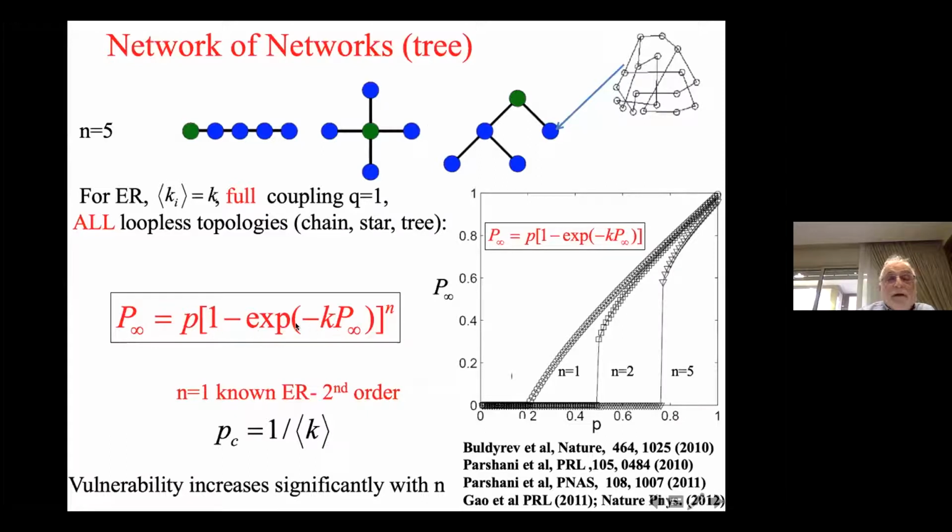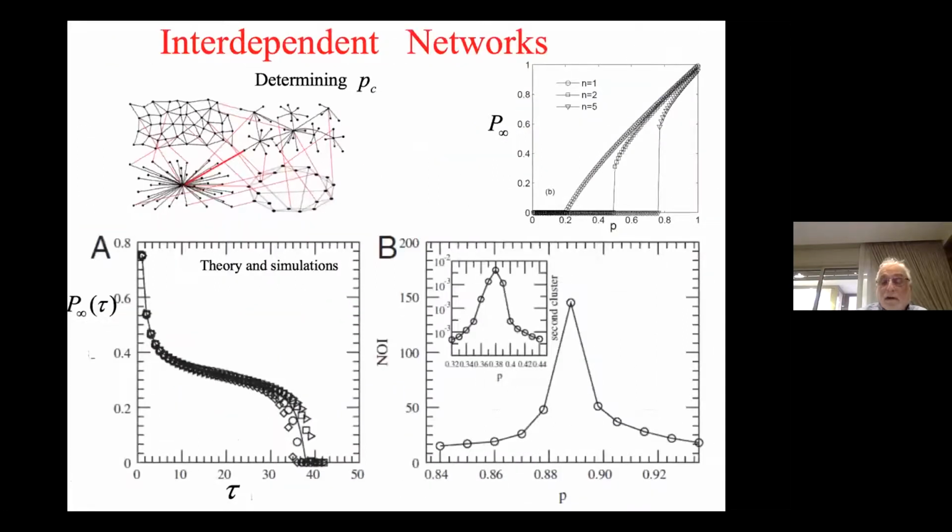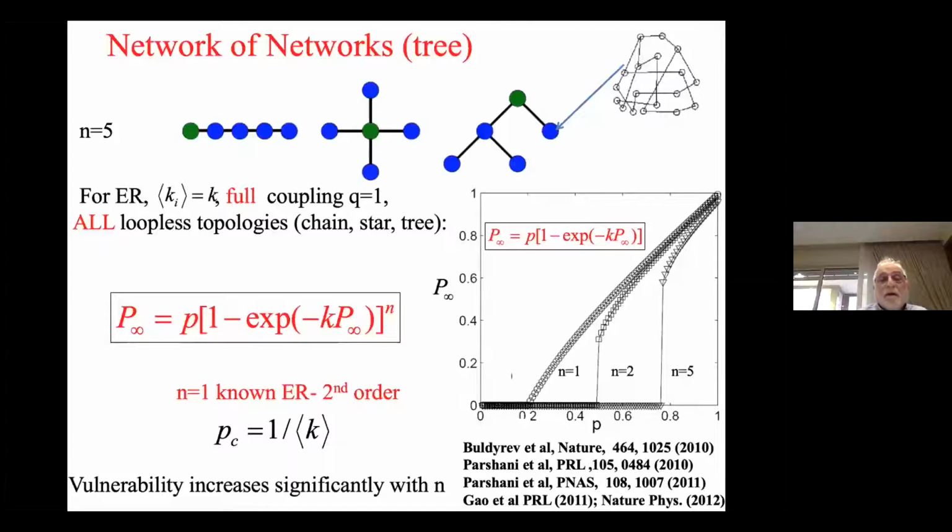What happened? What is the difference between this one and this one? There is a small n that comes here in the power, and this n makes a lot of changes. N is the number of networks that you have in the system. If it is a tree-like structure, and if it is full coupling, it means that all nodes in one network depend on all nodes in the other network, you will get this formula mathematically.